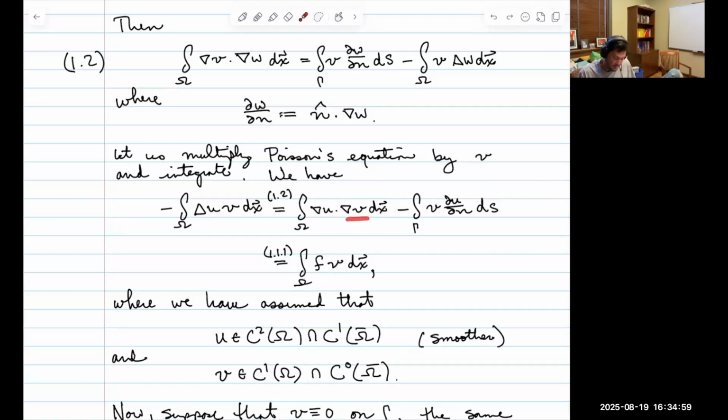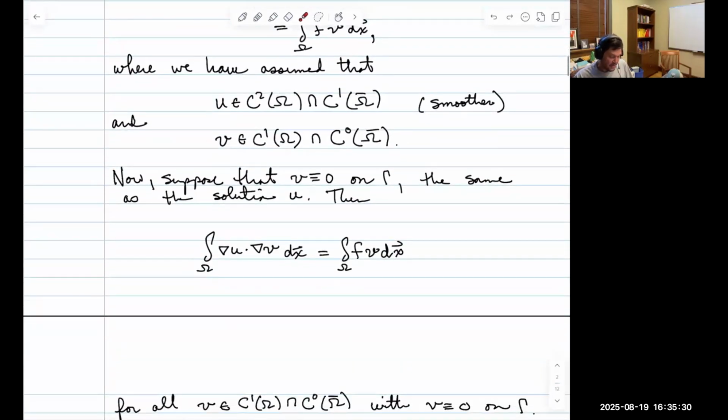Because I want it to be able to accept a gradient, okay? And so if I'm to take the gradient of V, to make it understandable, let's just assume that it's C1 in the open set omega. And why do I need it to be C0 up to and including the boundary? Because I want this term to make sense. Okay, and as long as these two things are continuous on the boundary, then this boundary integral is going to make sense. No problem.